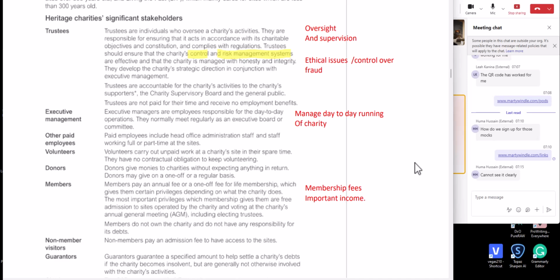Executive management are responsible for the day-to-day operation of the business. So they're kind of running the company on a day-to-day basis. You've got paid employees, you've got volunteers, you've got donors who give money to the charity. That can be one-off or regular. As a charity, you want to try and maximize the money you get from each donor.